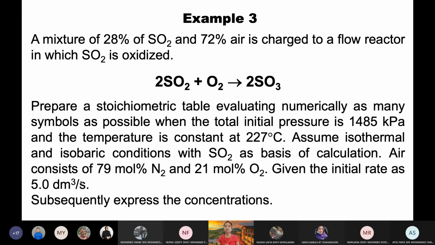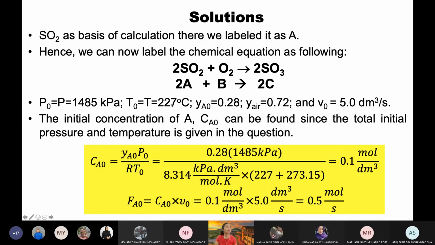So you have to understand, first thing first, how do we solve this? I admit this question has a lot of information that will get you a little bit confused. Okay, so it's fine, we process the information one by one first.